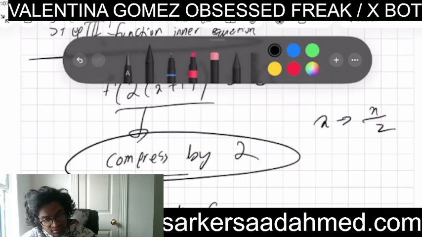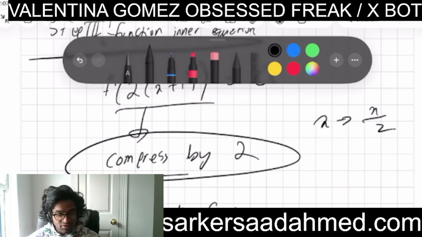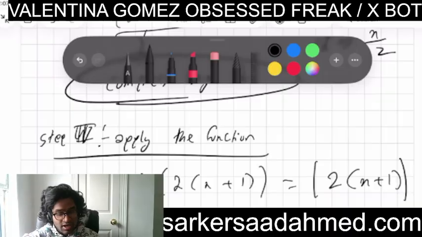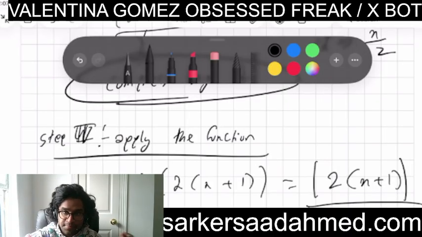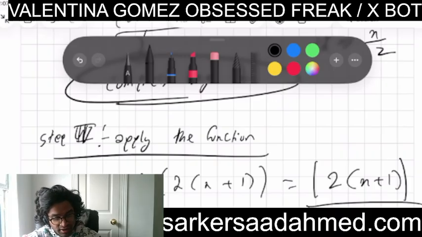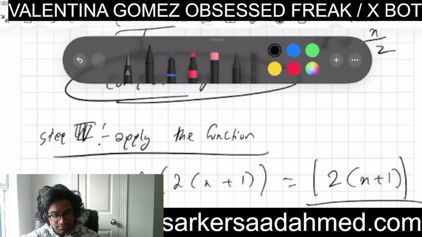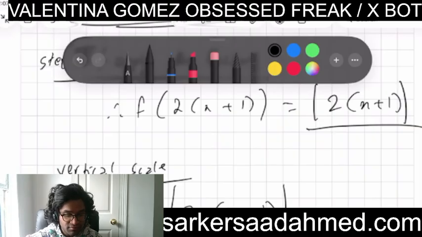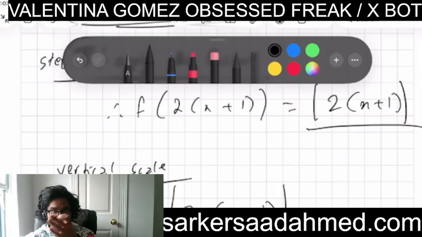Apply the function. So f of x is absolute value of x. So f of 2 of x plus 1 is the absolute value of 2 times x plus 1. And because this compresses by 2, then you're going to have the vertical scale being half of 2 times x plus 1, right? You're going to have half of 2 times x plus 1, and also there is a reflection, right?